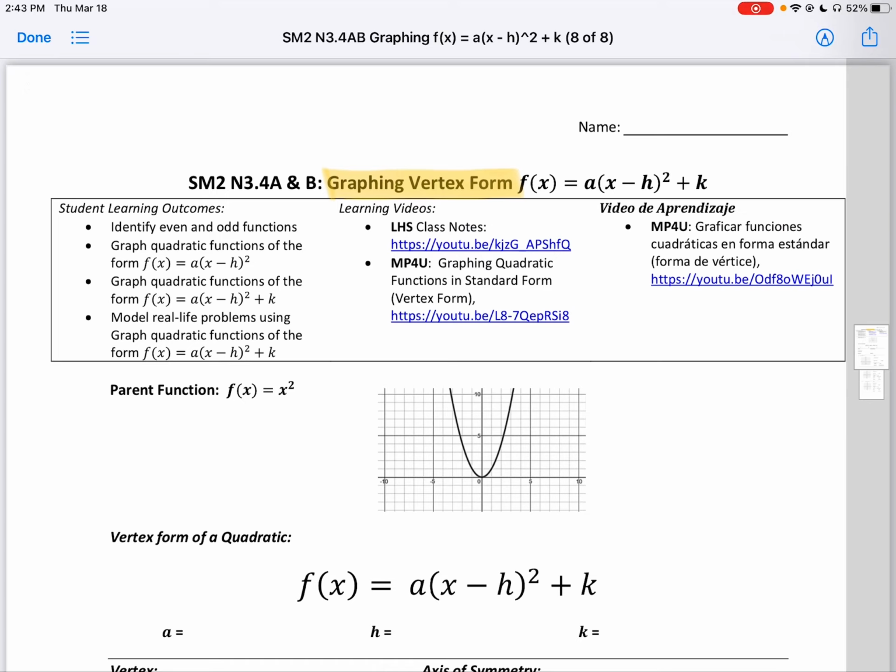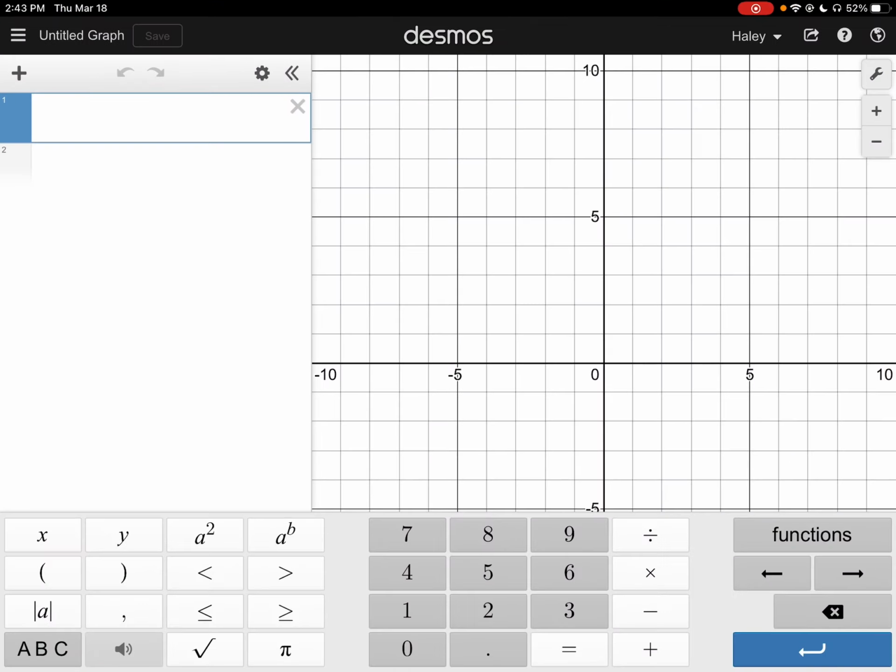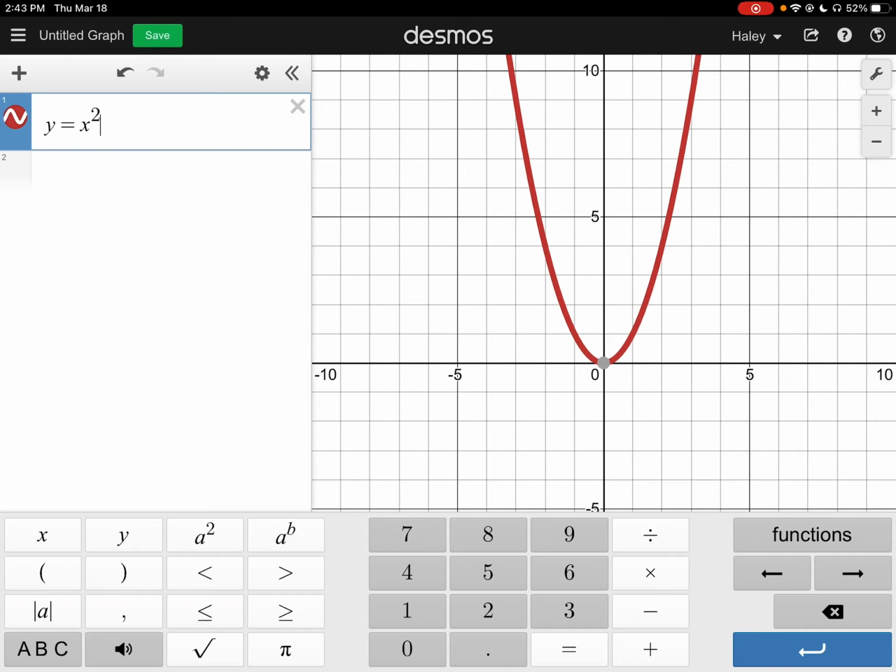Okay, so we're going to keep graphing quadratics, but basically we're going to learn how to graph when it's written in a different form. So I'm going to go over to Desmos and pull this up. Okay, so far we've graphed a bunch of quadratics. So here was our parent function, remember? Y equals x squared.